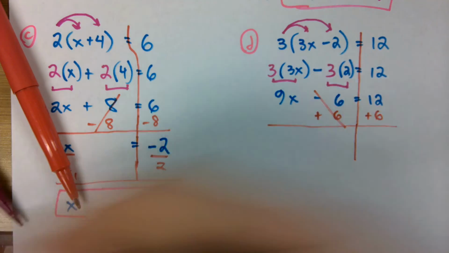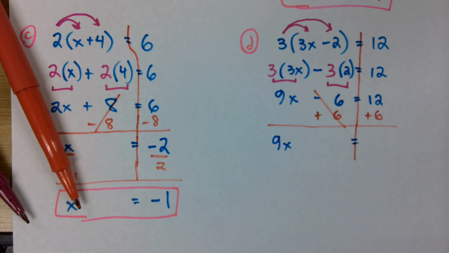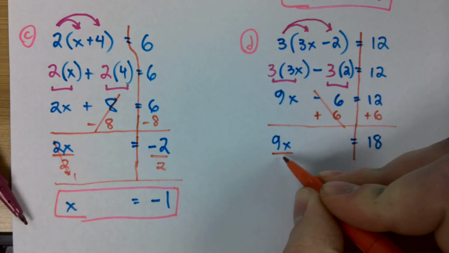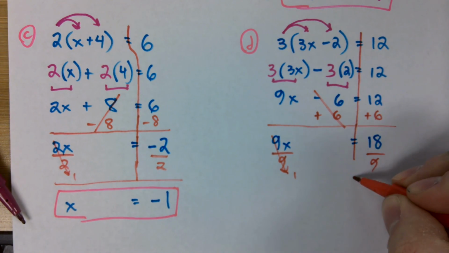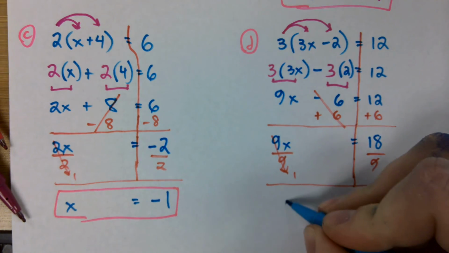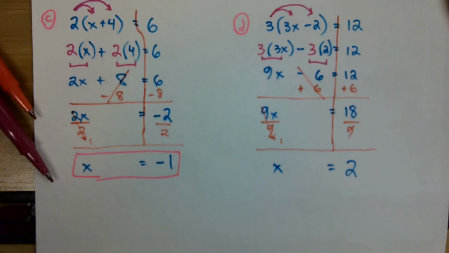Those 6's cancel, leaving us with 9x equals what? 12 plus 6? 18. Final step is divide by 9. And that's going to give us 2, right? Let me finish my little lines here. x is equal to 2. 18 over 9 is just going to give us 2.